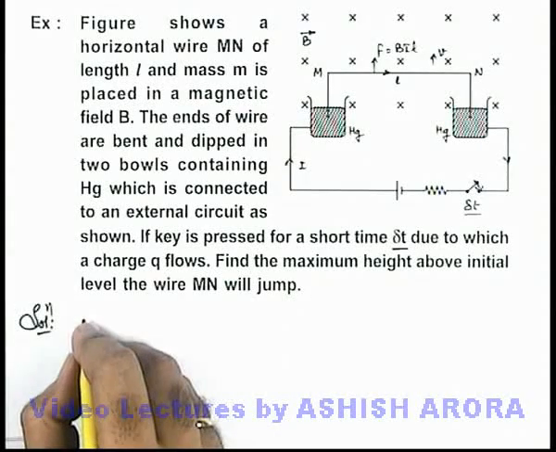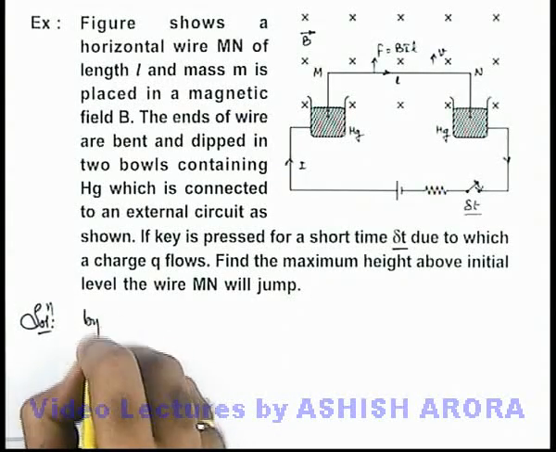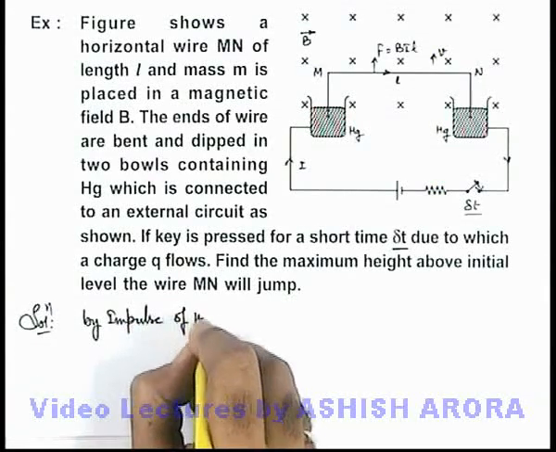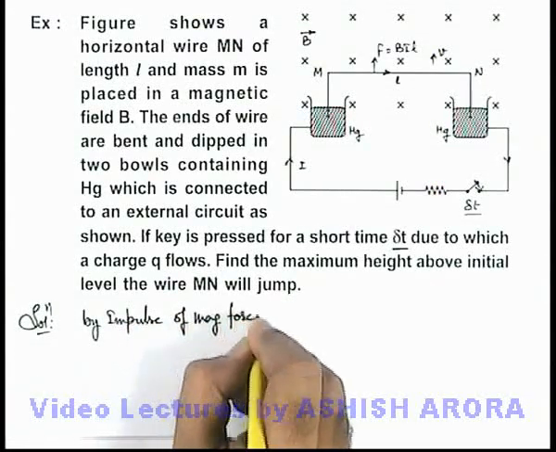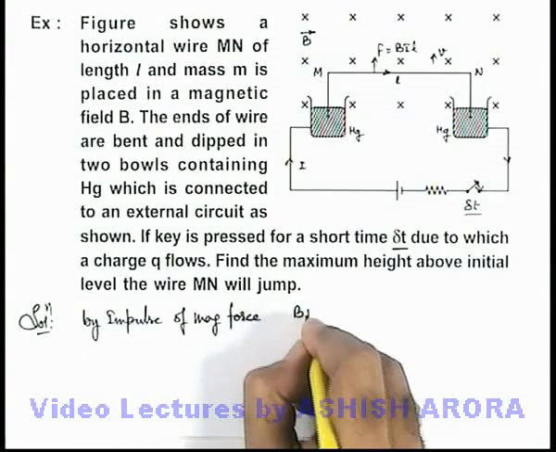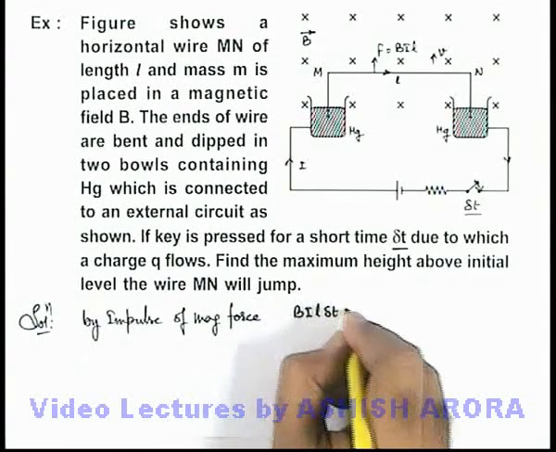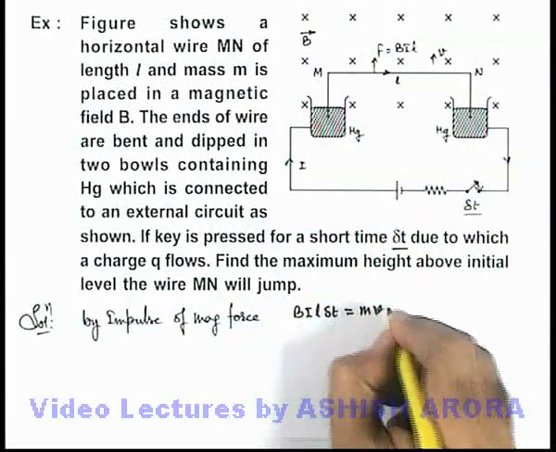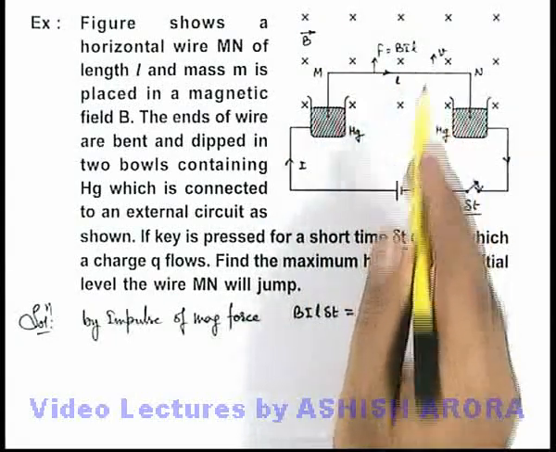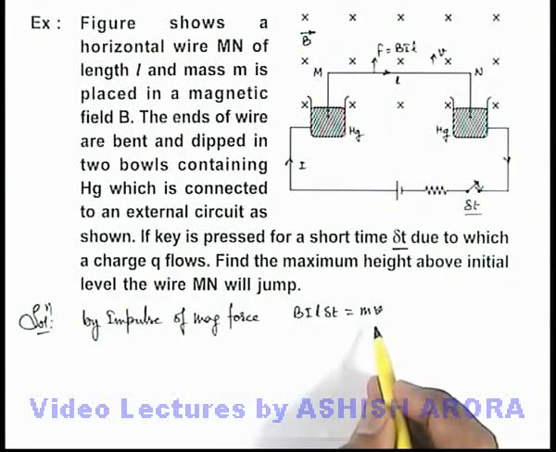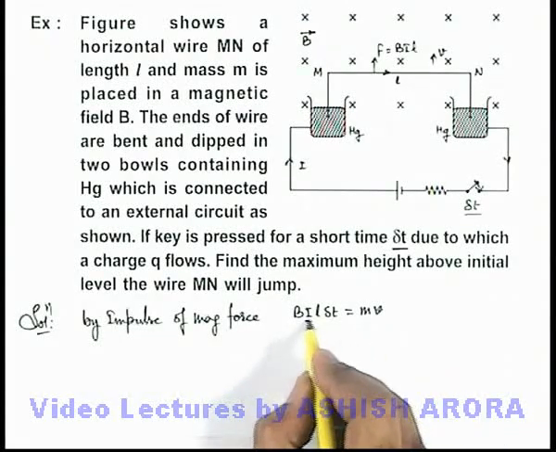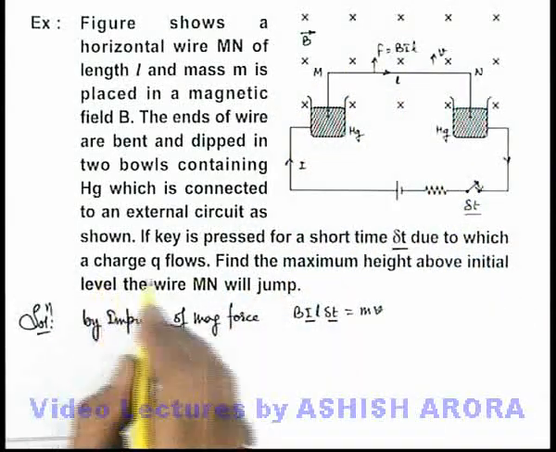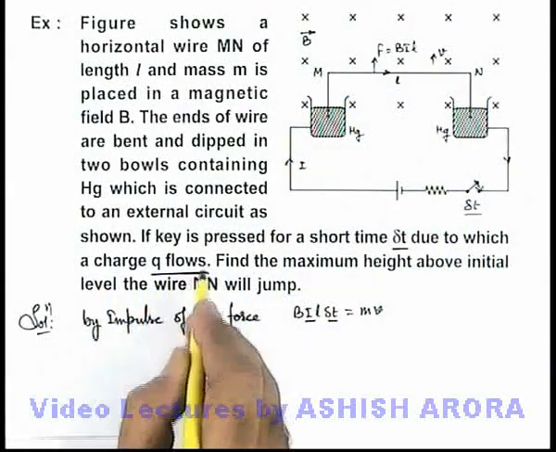So here we can write, by impulse of magnetic force, the impulse will be BIL delta t, which will be imparting a momentum to the wire MN. So we can write its initial speed is v. So the momentum imparted will be mv. And in this situation, I delta t is the amount of charge which is passed through the wire, for which we are already given that a total charge Q flows.